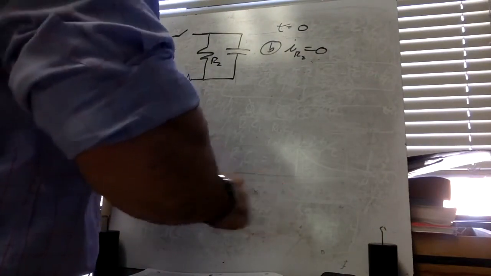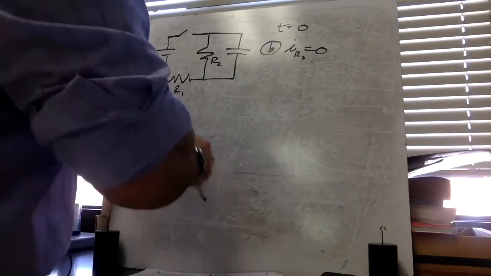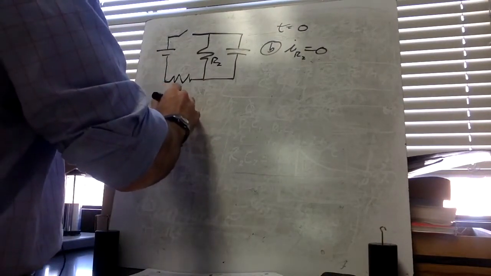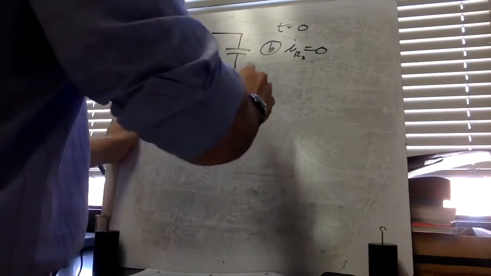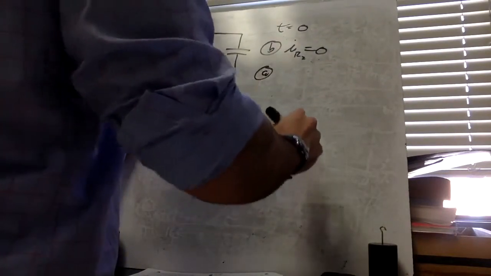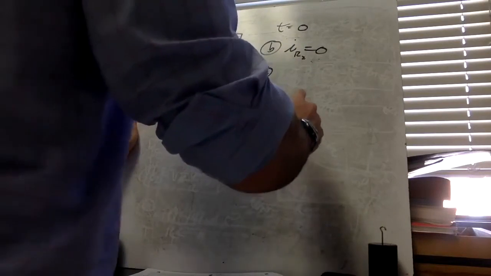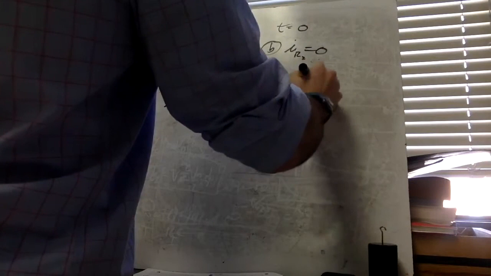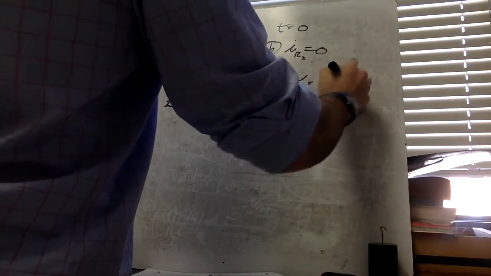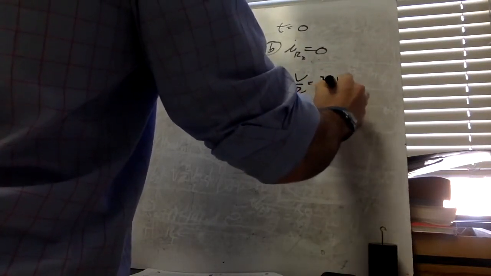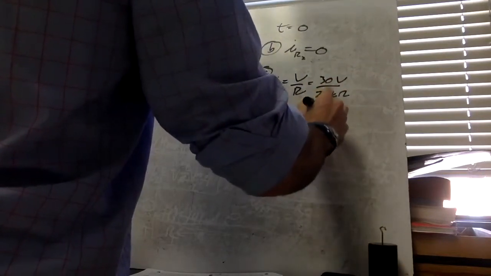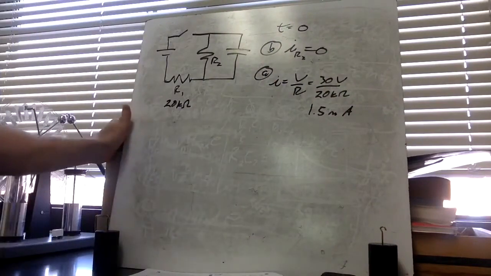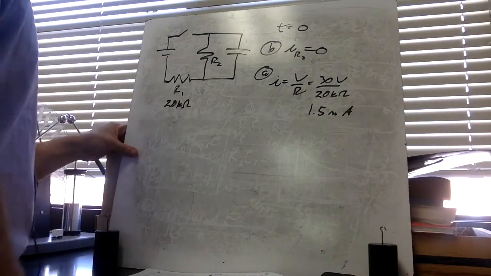Okay, so that means that all of the current initially will be going through R1, which is 20 kiloohms. So the current through there will be V over R, which is 30 volts over 20 kiloohms. So that's 1.5 milliamps.